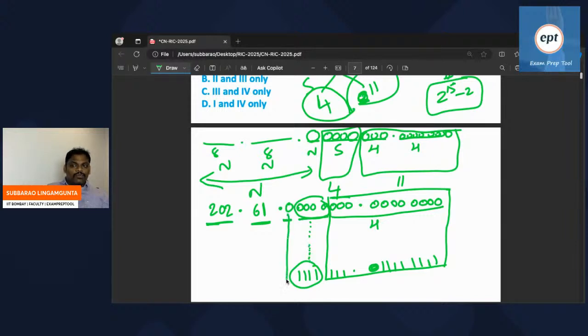This bit is anyhow 0, because it is not part of the subnet. It is not part of the host also. It is simply part of the network. So now observe. With the help of options, you can manage.